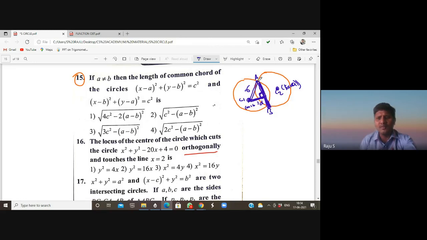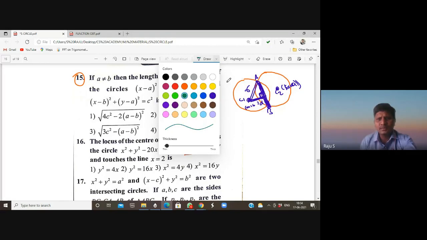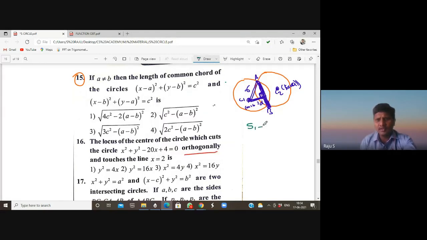Just to find this common chord, how can you find this chord AB equation? Anyone? Chord equation: S1 minus S2 is equal to 0. Just now I said first circle take S1, second circle take S2. S1 minus S2 is equal to 0, we'll get the chord equation. Then we know the center, and this is a perpendicular distance. So we are going to get a right angle triangle like this. This is center C1, this is a common chord AB. The radius is already there, so you can find the perpendicular distance.